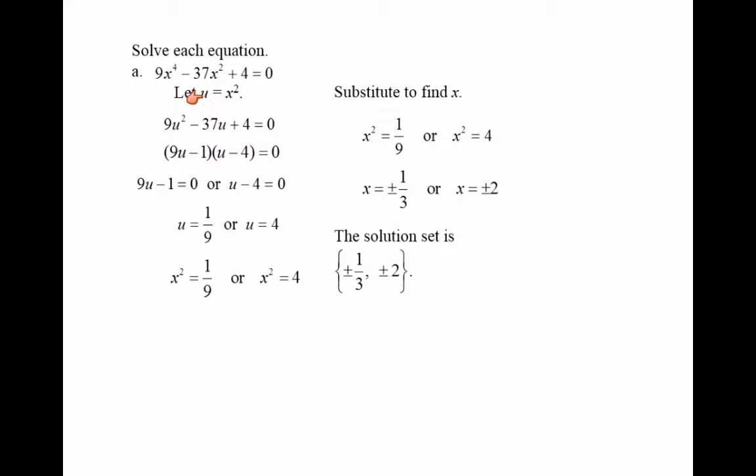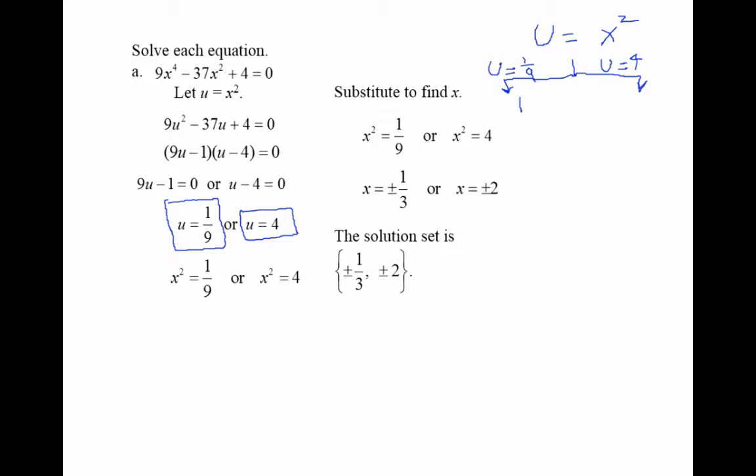I'll go back to my original assumptions. I assume that u is equal to x squared. So now we're saying that u is equal to 1 over 9. So we go back to our original assumption. So once I find u is equal to 1 over 9 and u is equal to 4, I'm going to go back and see what x is. We assume u is equal to x squared, right? So the two cases we have to check, right? We're saying that u is equal to 1 over 9 and also u is equal to 4.